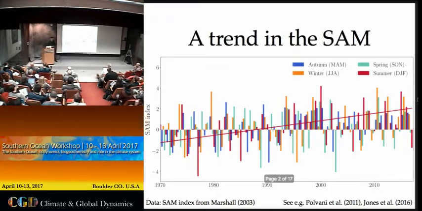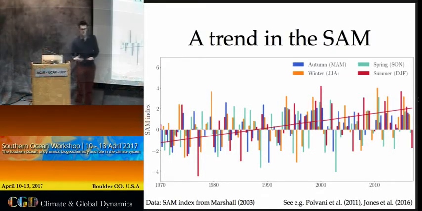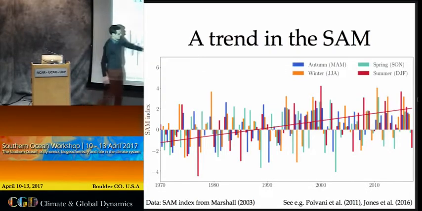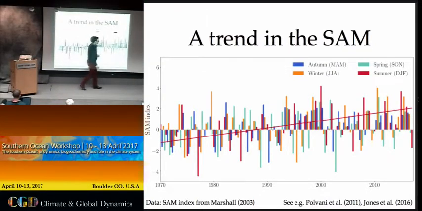Now, if we look at the time series for the SAM, as Matthew said, it's been increasing, but this increase has been particularly in December, January, February, driven by the ozone depletion. So here we've got the different months. In red, we've got summer, and then the others. And what you'll notice is that we have this general increase in the summertime SAM, but just the summer that we've just come out of has had a very negative SAM.